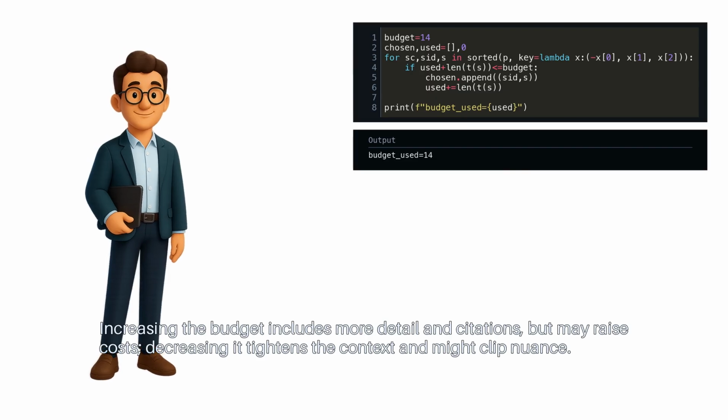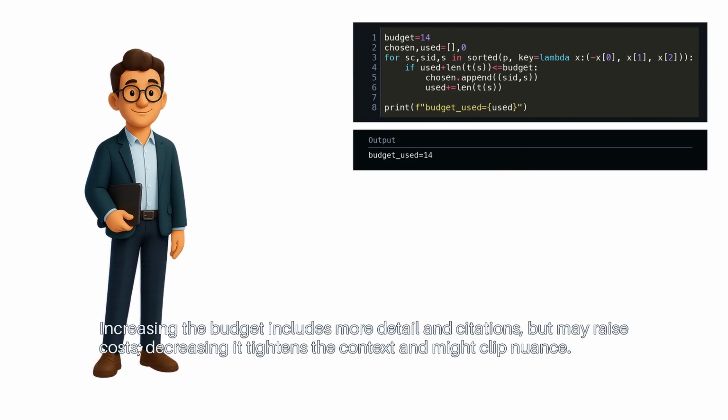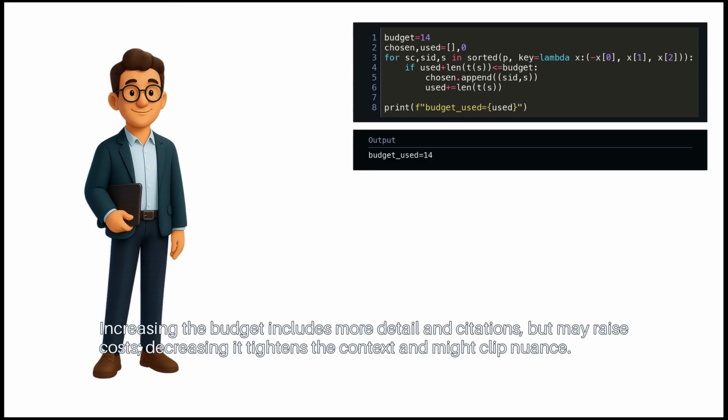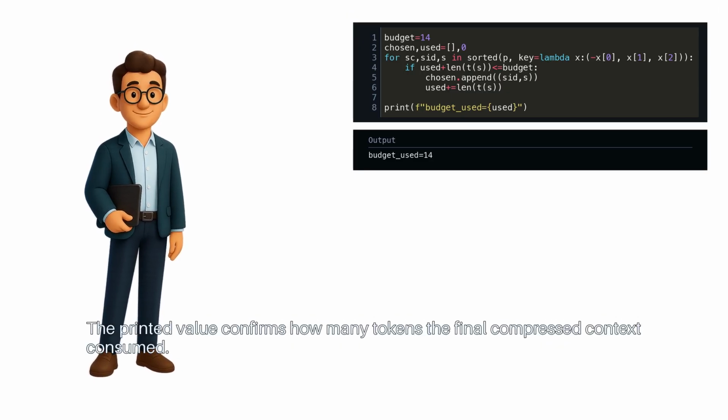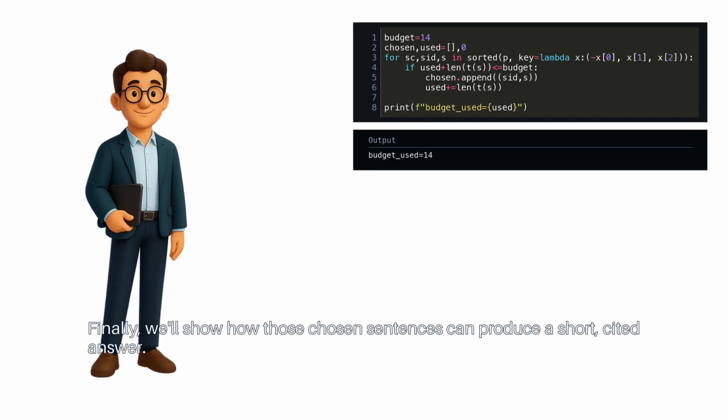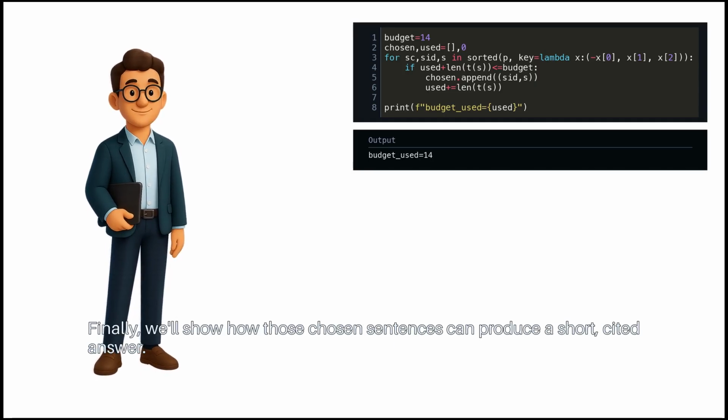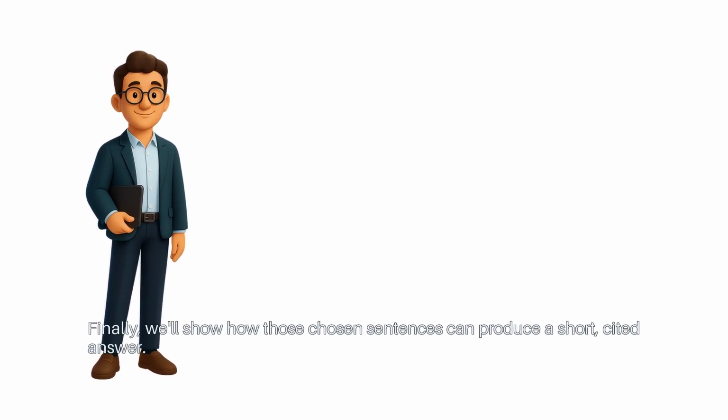Increasing the budget includes more detail and citations, but may raise costs. Decreasing it tightens the context and might clip nuance. The printed value confirms how many tokens the final compressed context consumed. Finally, we'll show how those chosen sentences can produce a short, cited answer.